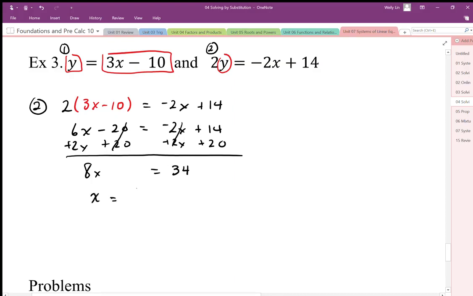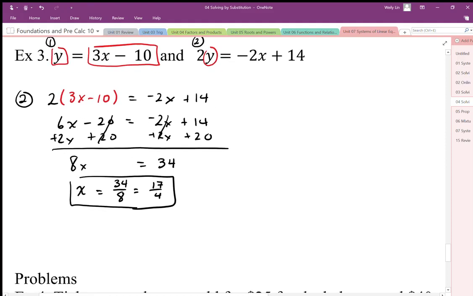X is going to be equal to 34 over 8. And we can simplify that to 17 over 4, which is 4.25 as a decimal. I'm going to keep the fraction. Now, when we solve for x, we're going to substitute and solve for y. So it looks like it might be easier to substitute into equation 1.